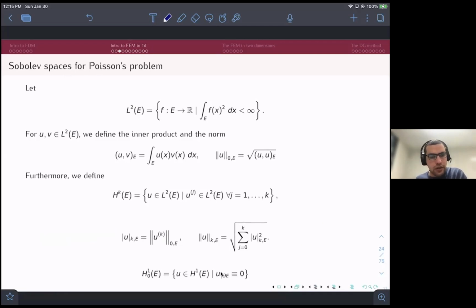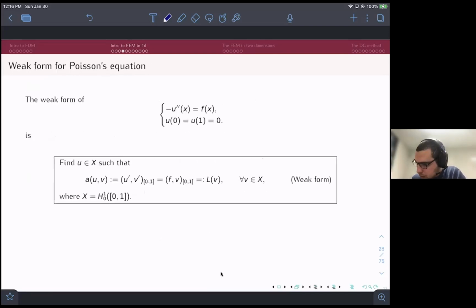Also, one more interesting space that we'll be interested in is H^1_0, in which I need my function u to be in H1 and to be 0 on the boundary. And the reason why we want it to be 0 on the boundary is because it was already in the problem. It was u(0) is equal to u(1) is equal to 0.